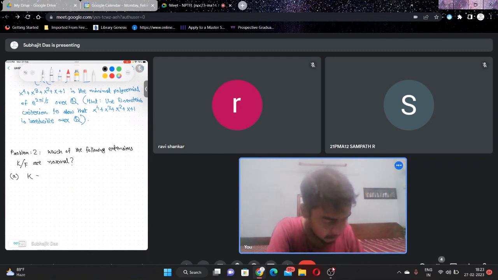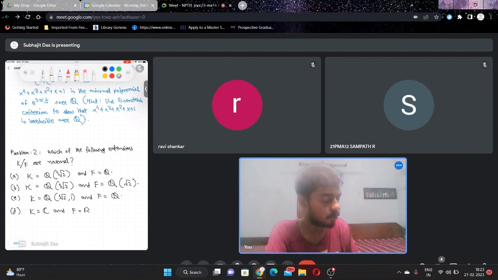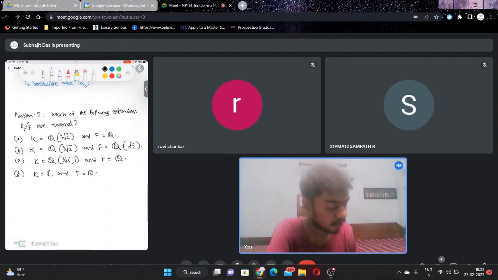Option A is K is Q adjoined with the 4th root of 2 and F is Q. Option B is K is Q adjoined with the 4th root of 2 and F is Q adjoined with root 2. Option C is K equal to Q adjoined with the 4th root of 2 comma i and F is Q. And option D is K is C and F is R. We need to figure out which of these extensions are normal extensions.